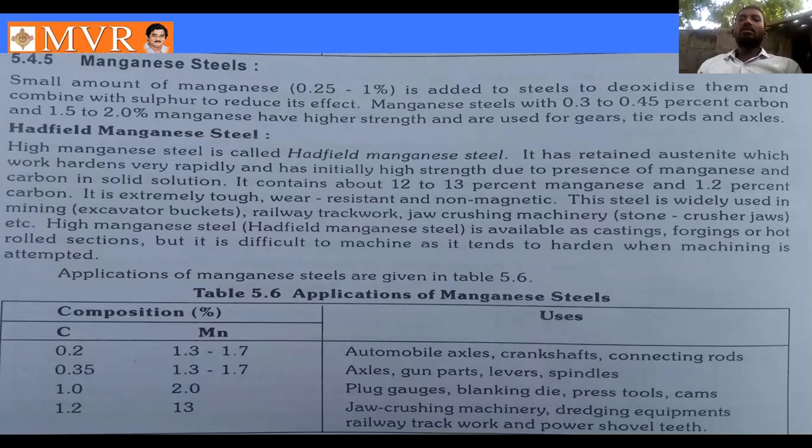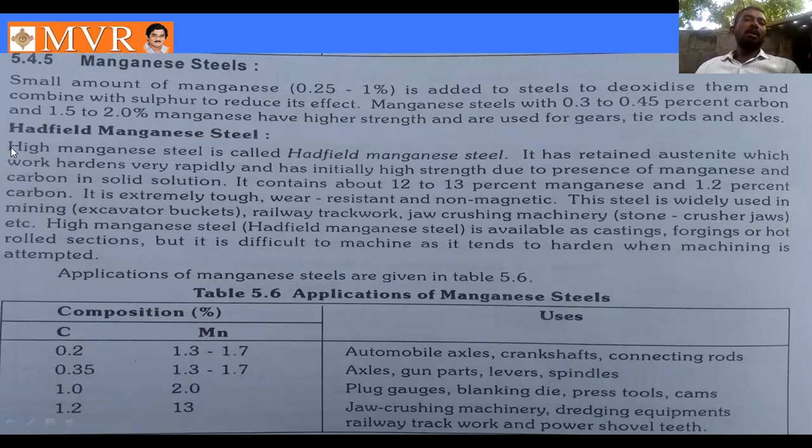Manganese steel with 0.3 to 0.45 percent carbon and 1.5 to 2.0 percent manganese has high strength and is used for gears, tie rods and axles. So in manganese steels we add 0.3 to 0.45 percent carbon and 1.5 to 2.0 percent manganese, and after that we can see higher strength. With this manganese steel we can manufacture gears, tie rods and axles.